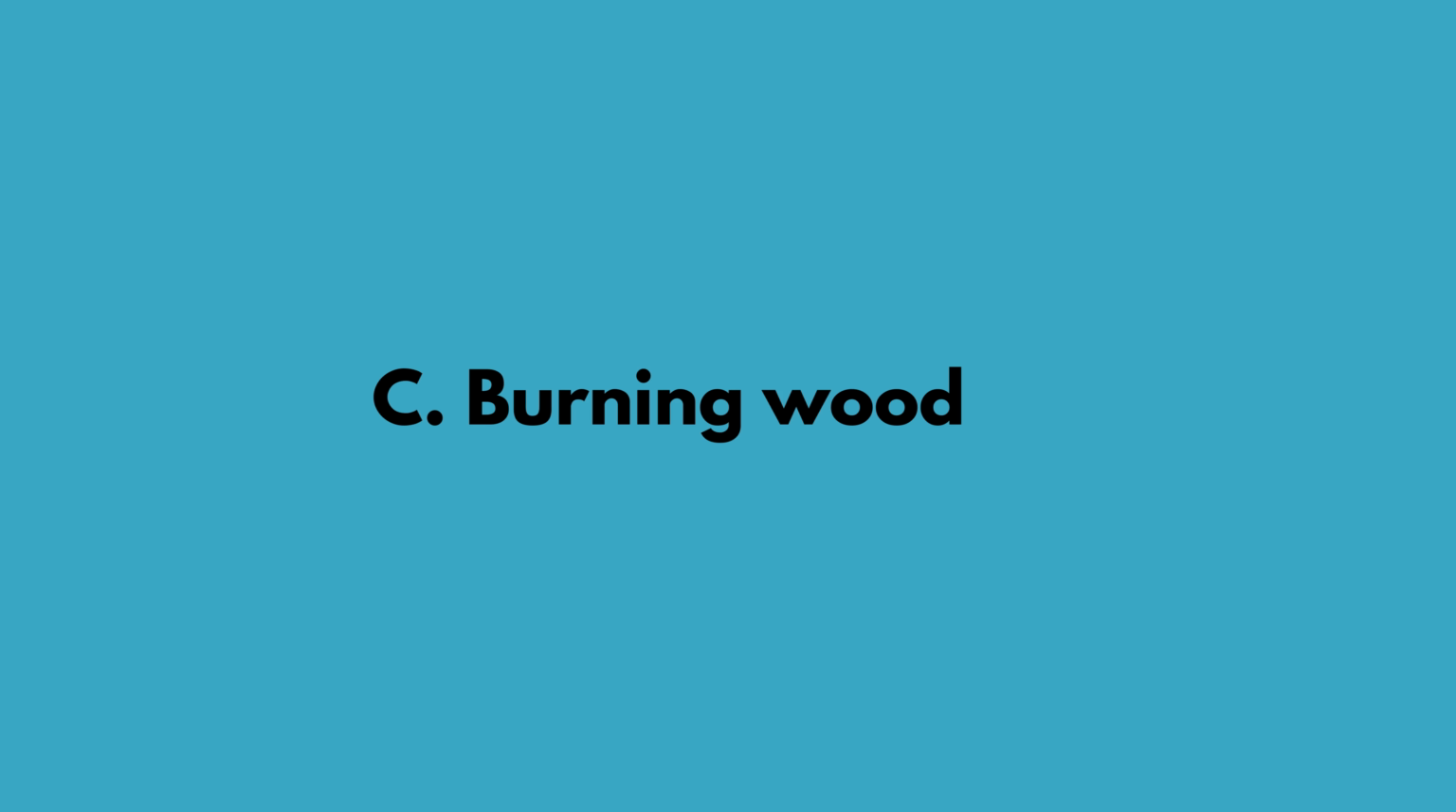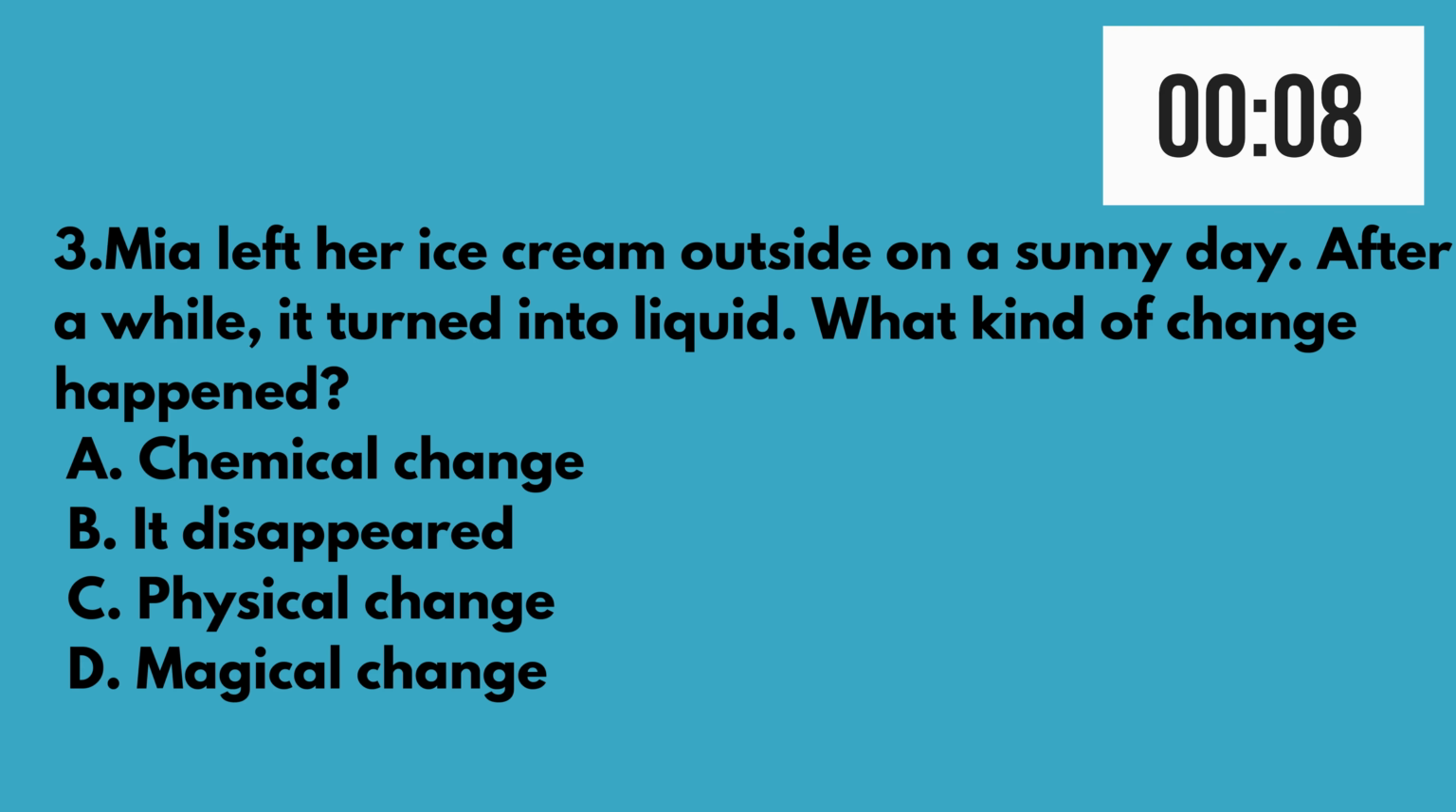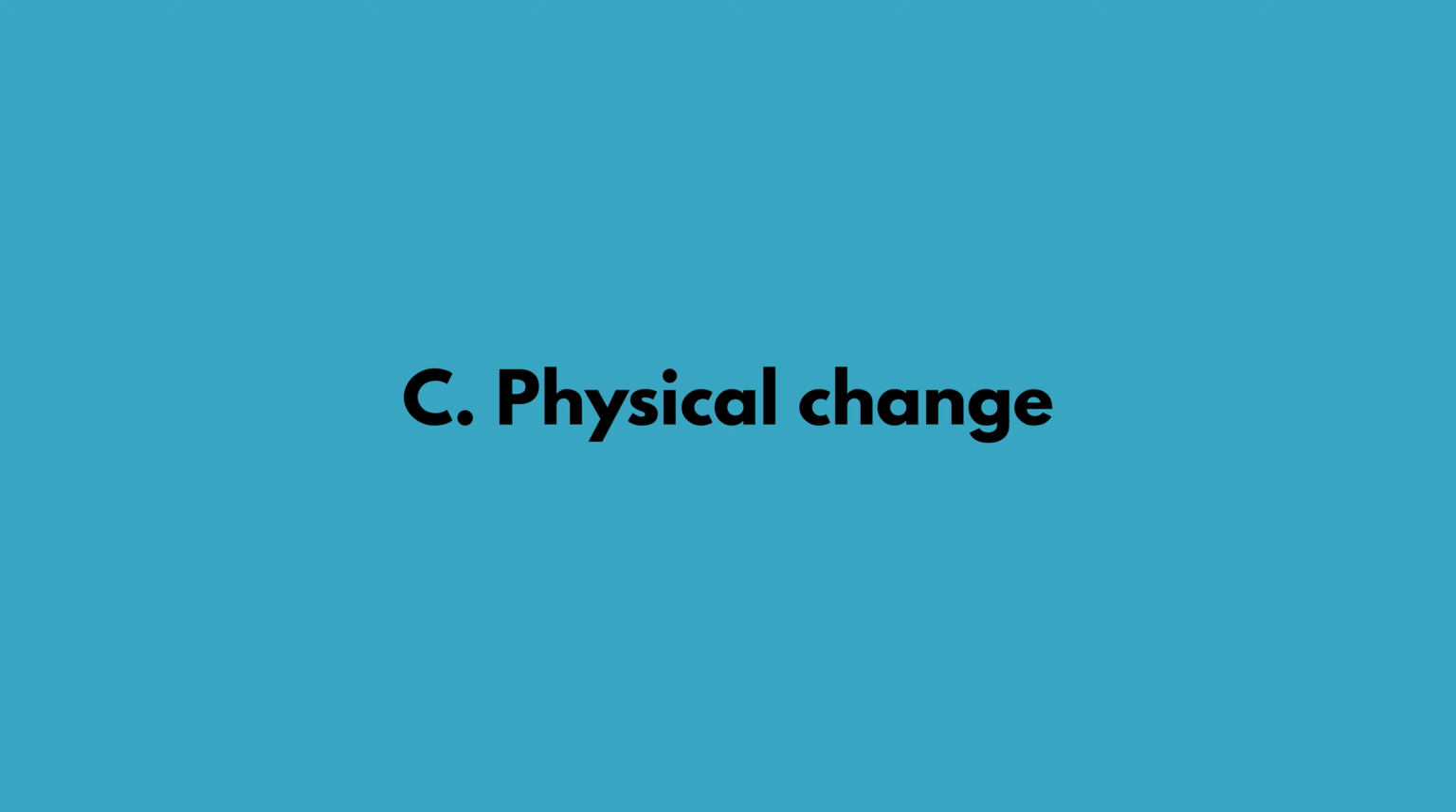Number 3. Mia left her ice cream outside on a sunny day. After a while, it turned into liquid. What kind of change happened? A. Chemical change. B. It disappeared. C. Physical change. D. Magical change. Correct answer: letter C. Physical change.